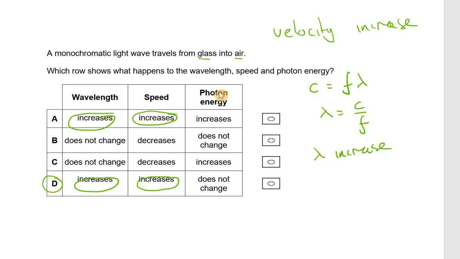Finally, the photon energy. Again, from your data sheets, the energy of a photon of light is given by the Planck constant multiplied by its frequency. So the higher the frequency, the greater the energy. But I've just said the frequency doesn't change. Whatever the medium it's in, the frequency remains the same. Therefore, the energy of the photon does not change. So, we're looking at line D as the only one which gives all three correct statements.